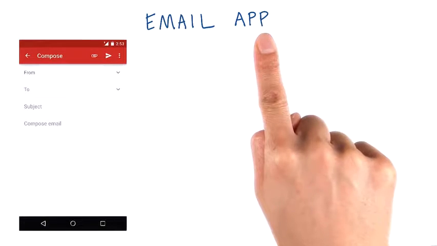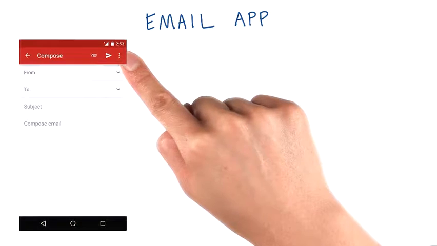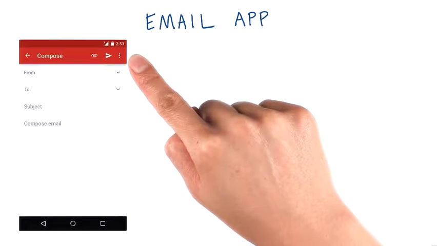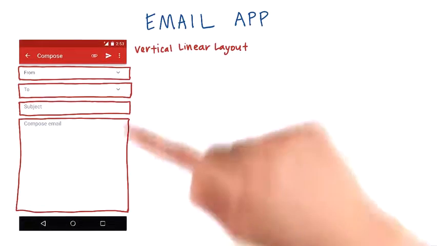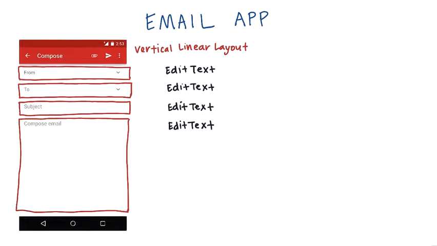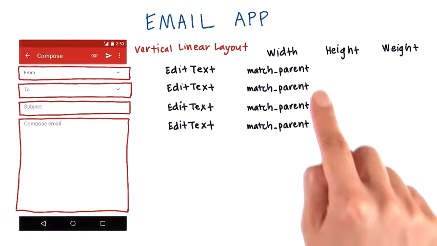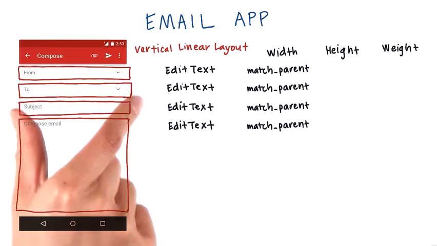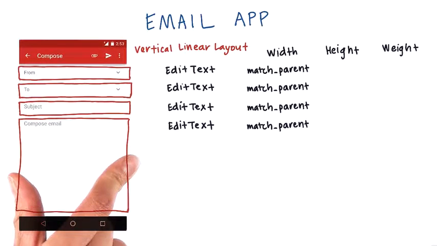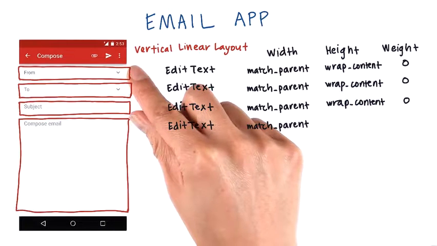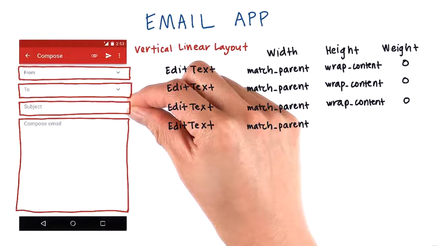And the last example is an email app. This is the Compose screen in Gmail where you can write a new message. It's a vertical linear layout because the items are in a column, and it's made up of 4 different edit text fields. Now the width of each child is match parent because we want it to stretch across the whole width of the device. For height, we set these 3 edit text fields to be wrap content, so it wraps the text inside of them.